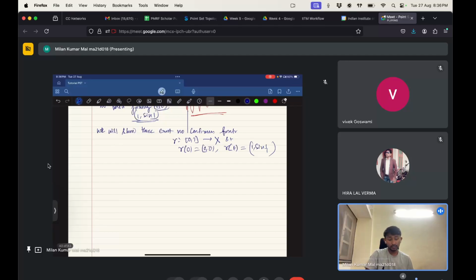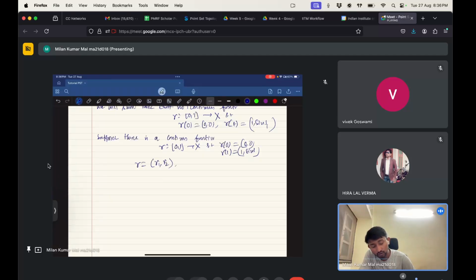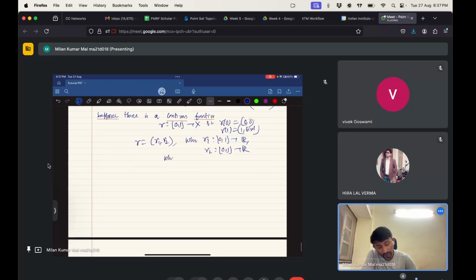Okay, I will try to go rapidly, because this is a slightly big problem. Suppose there is such a continuous function. We will prove by contradiction. Suppose there is a continuous function gamma from [0,1] to X, such that gamma of 0 is (0,0) and gamma of 1 is (1, sin 1). Gamma is (gamma 1, gamma 2), where gamma 1 is a map from [0,1] to the real numbers, and gamma 2 from [0,1] to the real numbers, because X is a subset of R square, and both are continuous, where gamma 1 of 0 is 0, gamma 1 of 1 is 1, gamma 2 of 0 is 0, gamma 2 of 1 is sin 1.